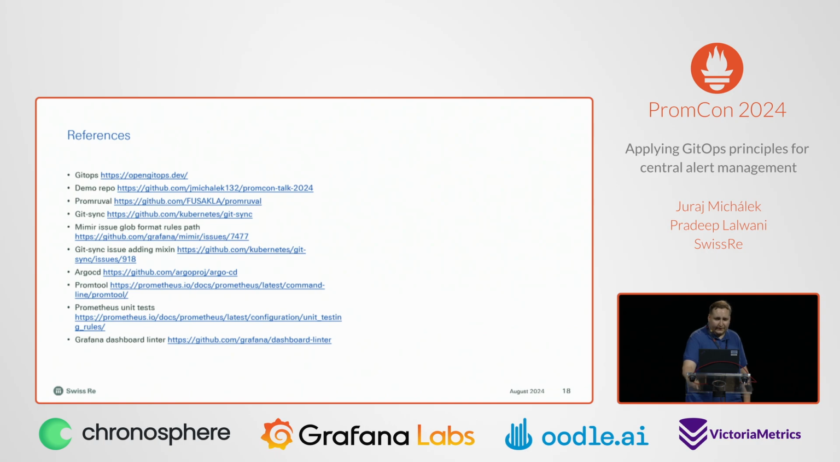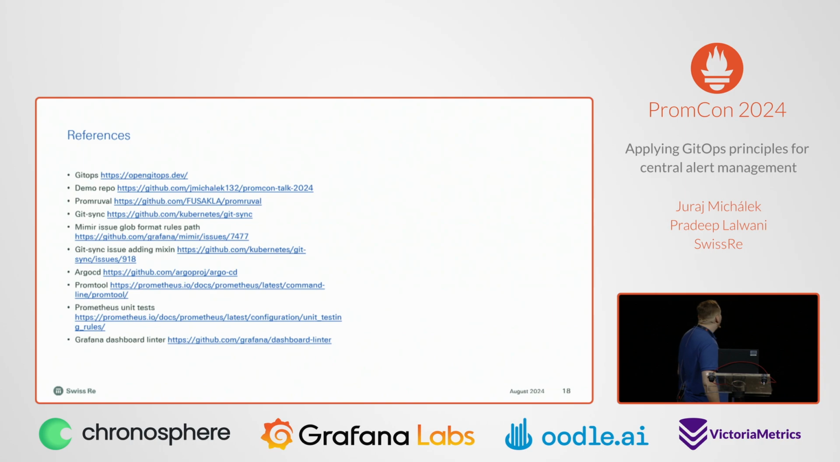And that's it for the talk. Here's a list of references if anybody wants to take a picture. So we link to the GitOps principles. There's also a demo repository where you can see this set up and try it for yourself. We also link to the prom rule tool, which is maintained by one of the other speakers. If you have a feature request, you can bribe him with a beer and he'll make them.